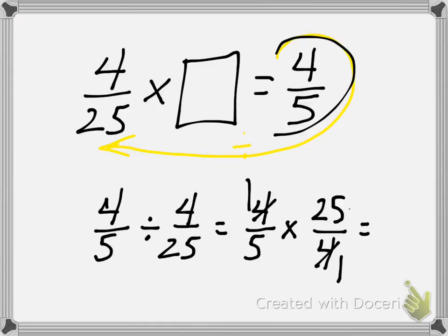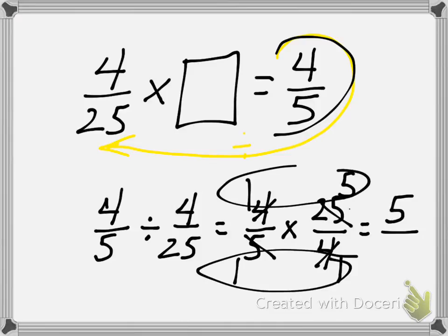Both the 5 and the 25 are divisible by 5. 5 divided by 5 is 1. 25 divided by 5 is 5. So numerator times numerator, 5. Denominator times denominator, 1. 5 over 1 is 5. So 5 hours.